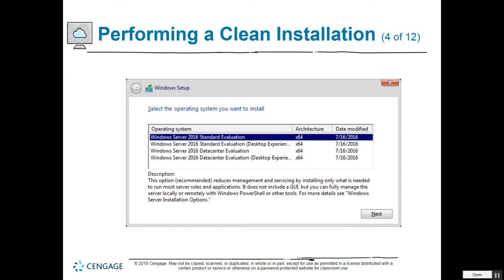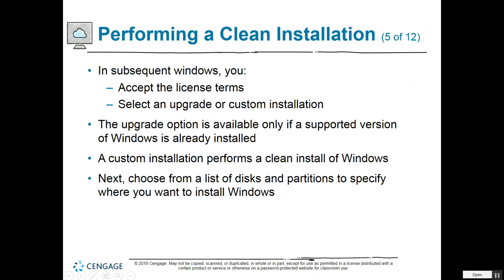Now, for performing a clean install, there's our setup. It goes through, we pick which one we're going to do. It's 2016 Standard Eval, 2016 Standard Desktop, Datacenter Eval. We'll move ahead. Now, after that, you'll accept the license terms and select whether you're going to upgrade or do a custom install. Now, when it comes to a custom install, you have to identify how you're going to format, or partition, I should say, your drive itself.